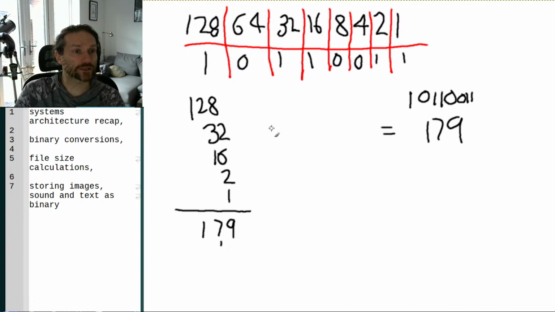A top tip, by the way, one way that you can check to see if you've likely got it right: if a binary number ends with 1, it's odd. If a binary number ends with 0, it's even. Even numbers always end in a 0 in binary. Odd numbers always end in a 1. That's one way that you can double check to make sure that at least you've got the last digit correct.